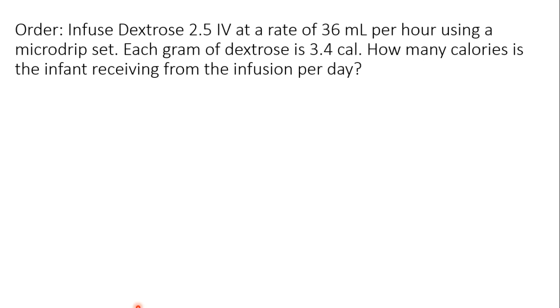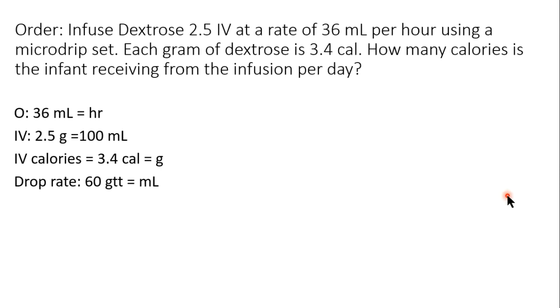Okie dokes, let's go through this one. So we want to know how many calories per day. And the order was to give 36 milliliters per hour. The IV is set at 2.5 grams in 100 milliliters. And the calories of the dextrose is 3.4 calories per gram. Since it says that we're using a microdrip set, that means that our drop rate is 60 drops per milliliter.